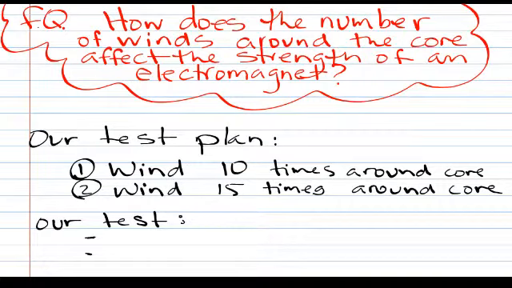Now hopefully as you talked about this, you used your washers as your test. And you might have said, well, we'll do 10 winds and see how many washers it picks up. Then we'll do 20 winds and see how many washers it picks up then. And 30 winds and 40 winds and so on and so forth. And if you were to pick up more washers with more winds, then what that tells you is that the number of winds does make it stronger.